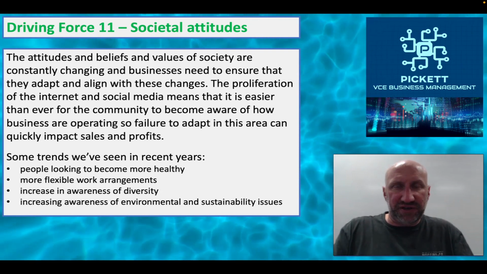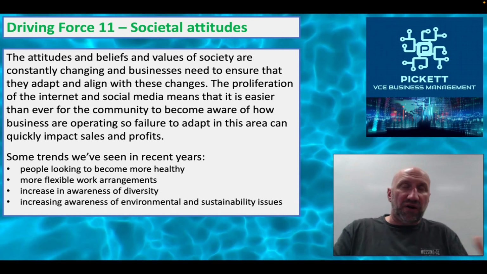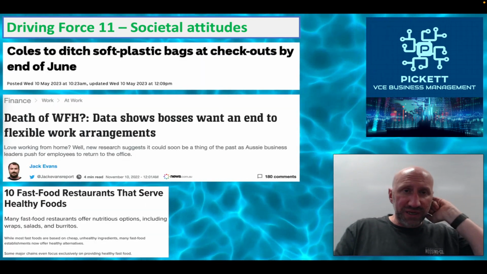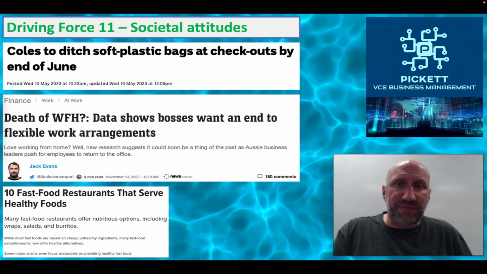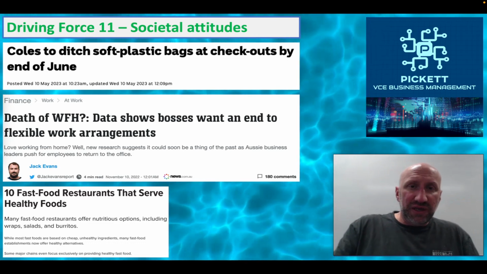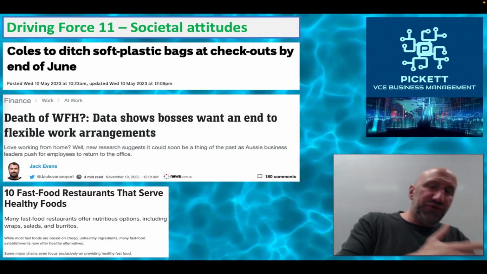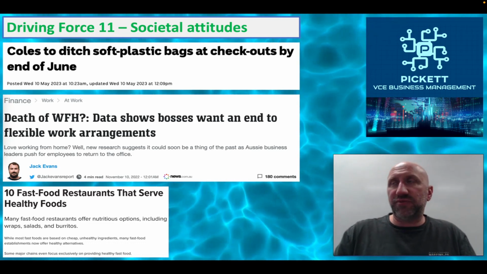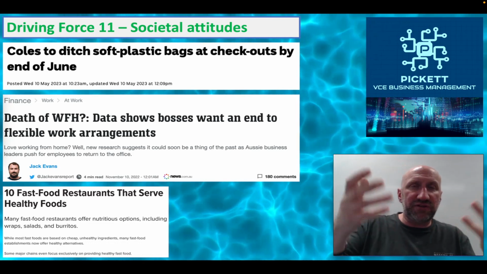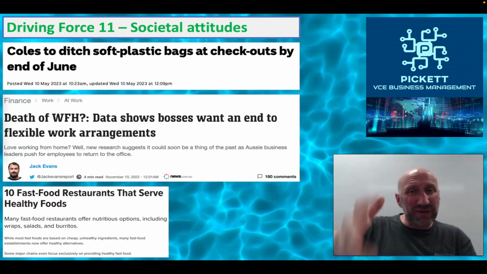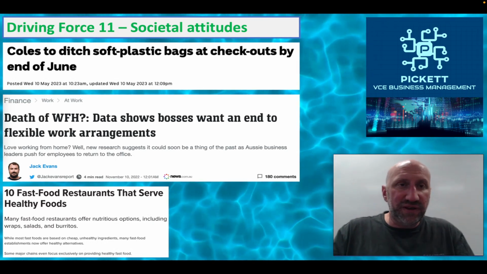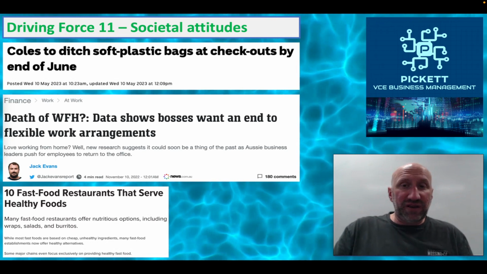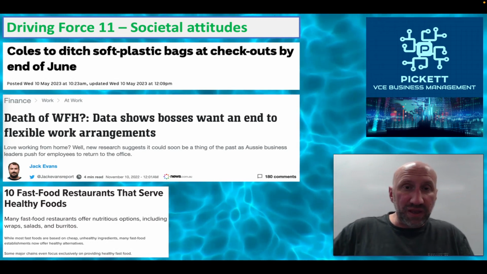Otherwise, they become irrelevant in the eyes of community, i.e. customers. So Coles to ditch soft plastic bags at checkouts by the end of June. Look, as of mid-June 2023, my local Woolies got rid of those probably about a month ago. So now we have to use those. You have to pay 25 cents for those paper bags. That's fine. The death of working from home.